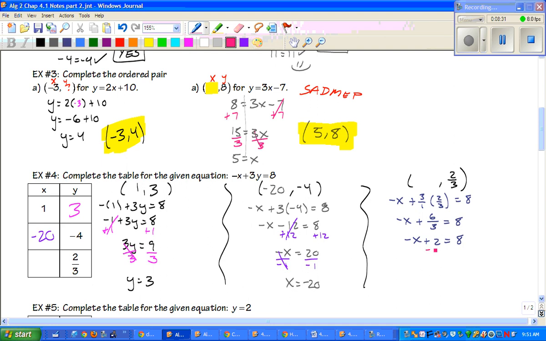Solving for x, we're going to subtract 2 from both sides. We get negative x equals 6. And to divide by negative 1, x equals negative 6. And there we go. We completed the graph, or completed the table.